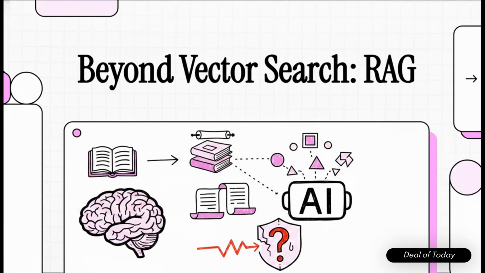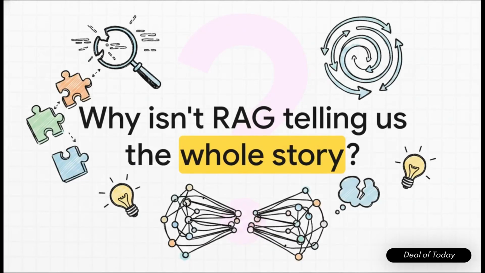All right, let's talk about RAG, Retrieval-Augmented Generation. This was supposed to be the big fix, right? The key to making large language models factual, grounding them in real-world data so they stop, well, making stuff up. But here's the thing that's driving a lot of us crazy.